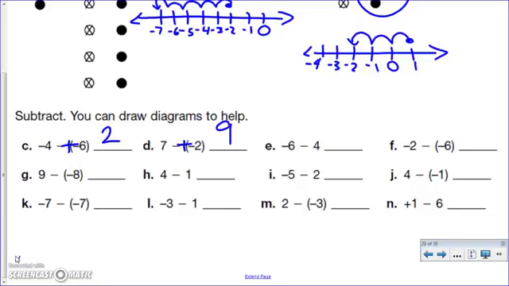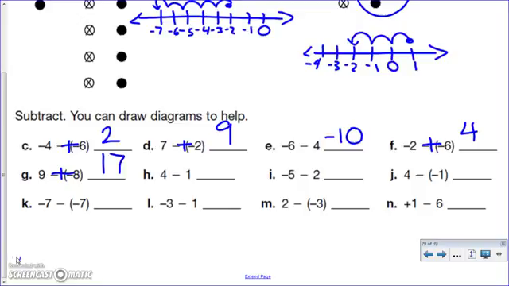For E, we're starting at -6, and we're subtracting 4. So we're going 4 more places to the left away from 0. So in this case, it becomes -10. For F, we have -2 minus -6, so it becomes a plus. Okay? And then at that point, follow the same rules we were talking about in the adding. So we've got -6 plus 2, plus 6, so we get +4. For G, we have 9 minus -8, so it becomes a plus here. And we know that 9 plus 8 is 17.